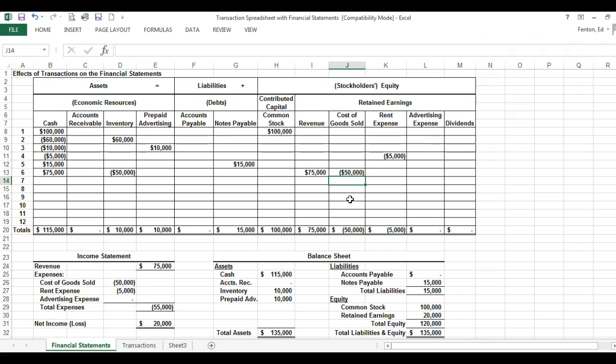We now have revenue in the income statement, a large expense, cost of goods sold. We're up to a profit now of $20,000. The balance sheet changed on both sides. We're up to $135,000 in total assets, and we now have retained earnings of $20,000. It's a positive number at this point. Everything stays balanced in the balance sheet.